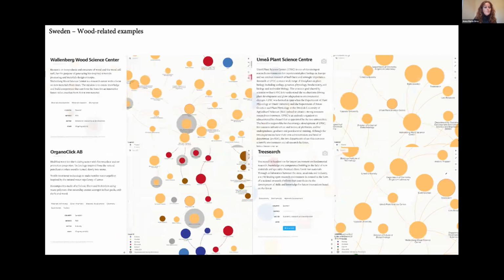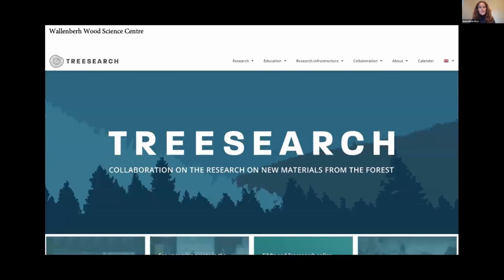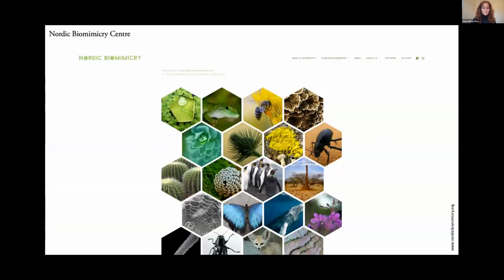So here we have some wood-related examples from some of the actors: the Wallenberg Wood Science Center, Umeå Plant Science Center, OrganoClick and TreeSearch. So Wallenberg Wood Science Center, for example, is a research center with a focus on new materials from trees. They create knowledge and build competence around these kinds of innovative ideas from forest raw materials. And TreeSearch, for example, is research on new materials from the forest.